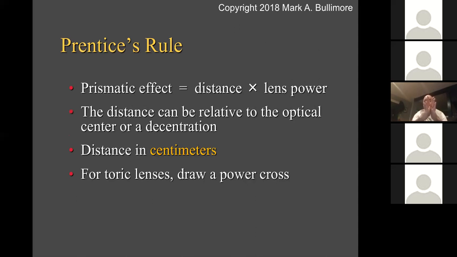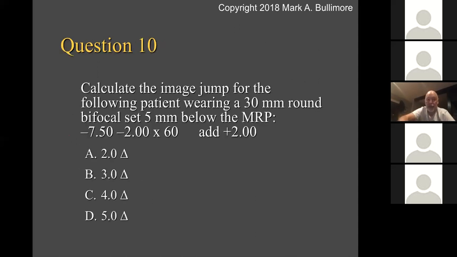The other thing, again, is I always like to draw a cartoon of a lens. So if I'm looking above the optical axis of a minus lens, I've got base up prism. But for a plus lens, if I'm looking above the optical axis, I'm dealing with base down prism. That's a really important thing to draw so you don't make a silly mistake.